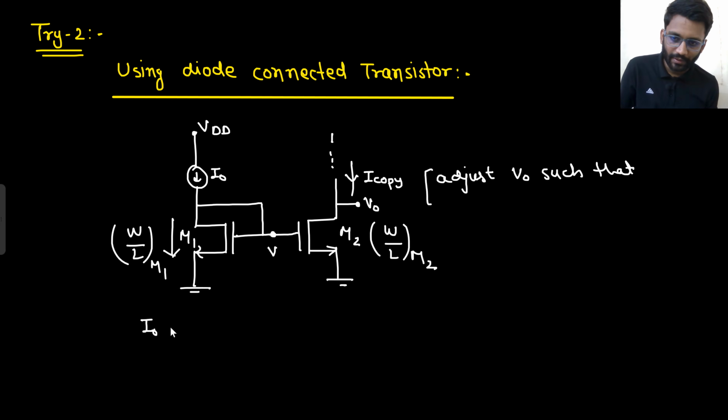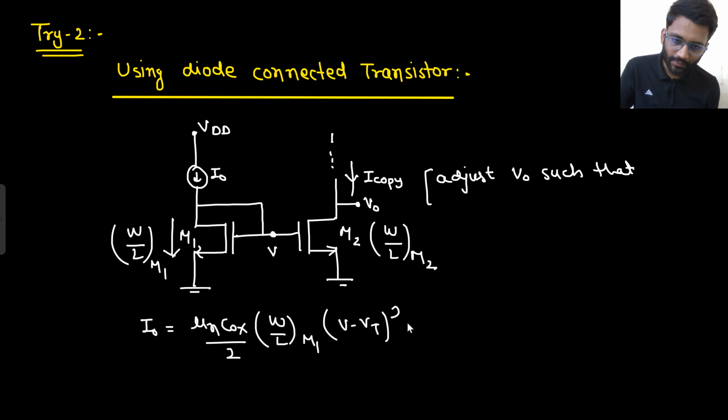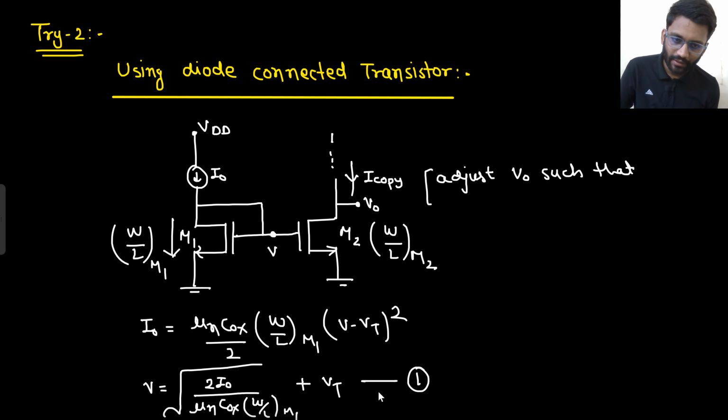So what will be your I naught? I naught would be mu n Cox W by L of M1 divided by 2, into VGS minus VT whole square. So what will be V? V will be root of 2 I naught upon mu n Cox W by L of M1, plus Vt. This is equation 1, and this voltage is fed to M2, and you have adjusted V naught such that M2 is working in saturation region.